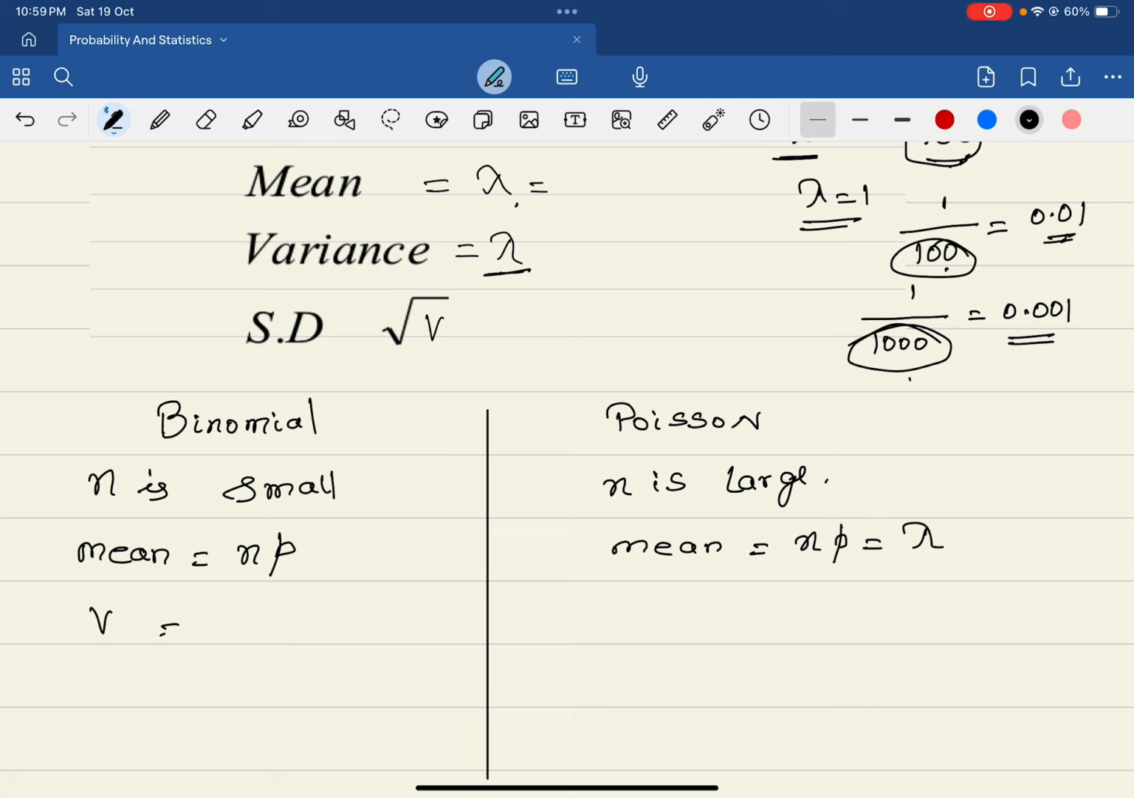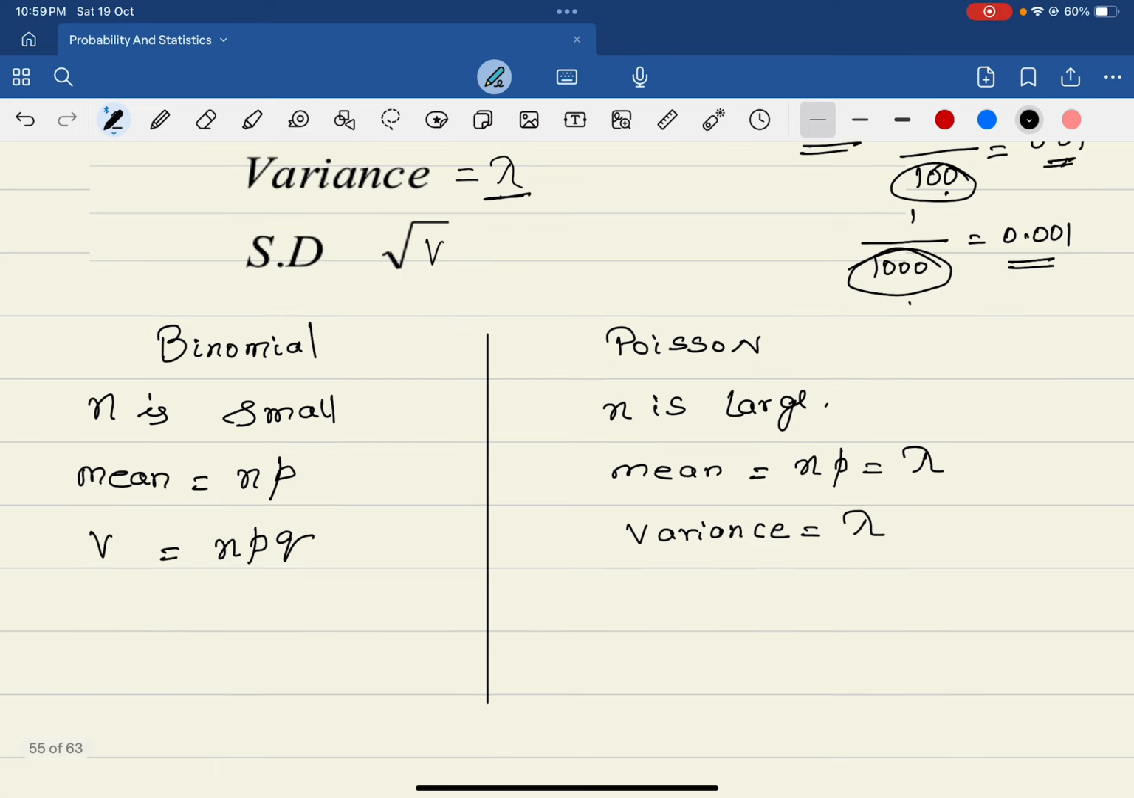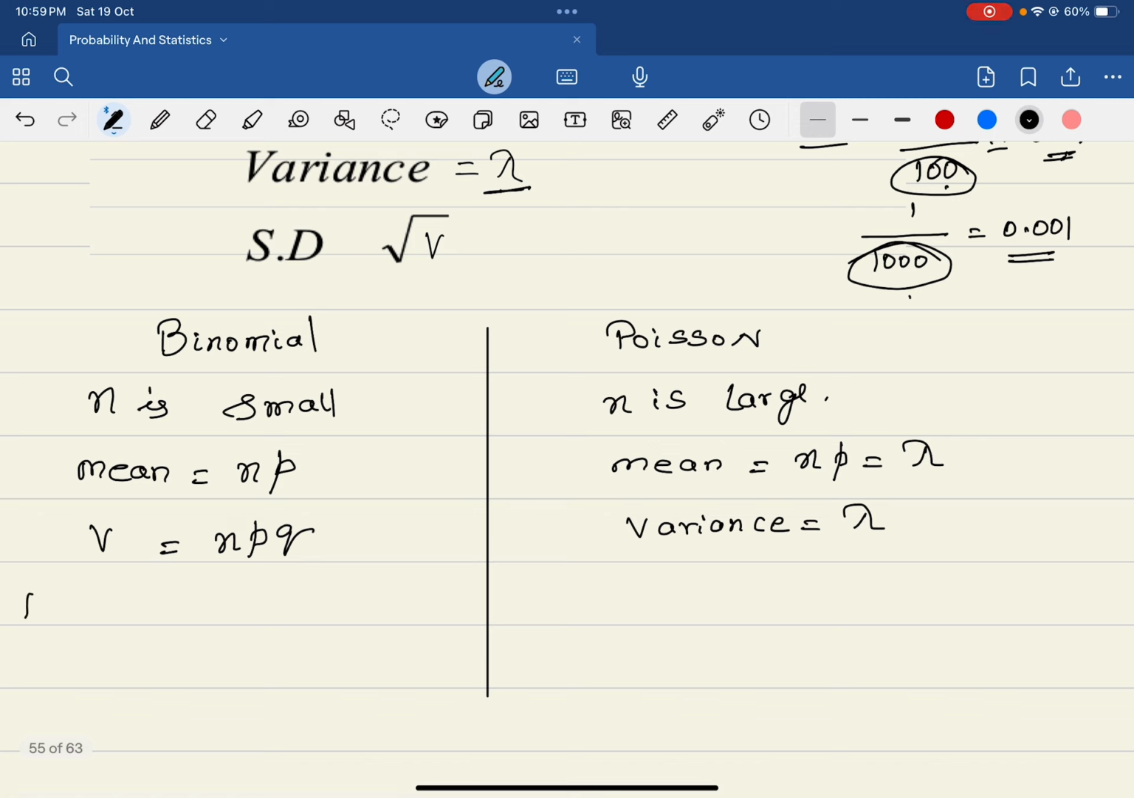And what is the variance in the binomial distribution? It is npq. Whereas the variance in the Poisson distribution is the same as the mean, that is lambda itself. So the distribution in which the mean and variance are the same is the Poisson distribution. And what is the probability distribution function in the binomial distribution? It is nCx, p to the power of x and q to the power of n minus x.